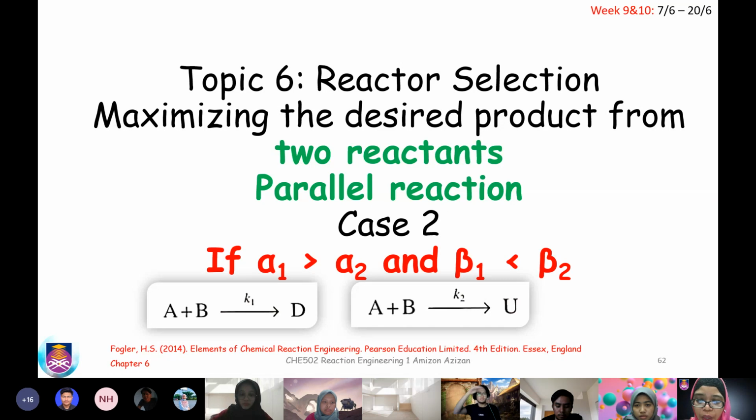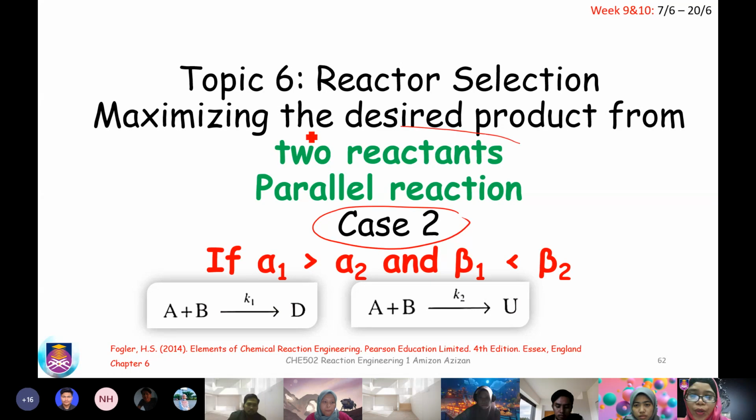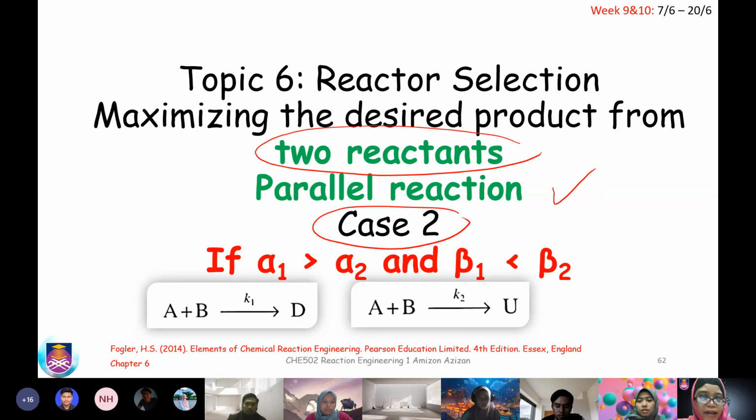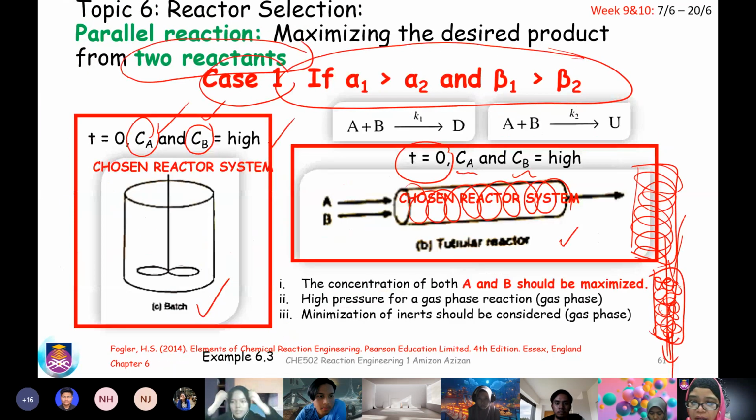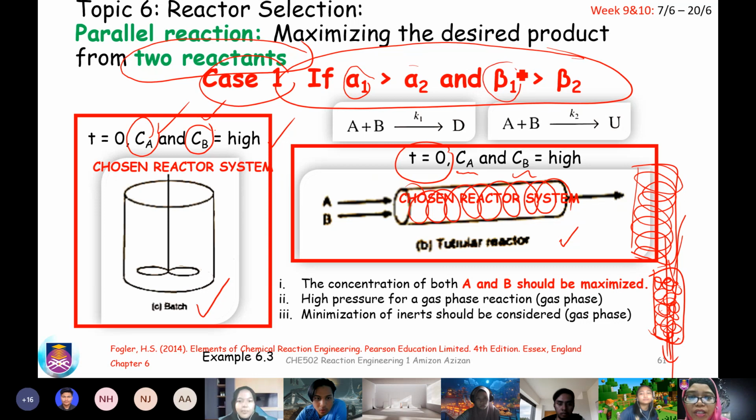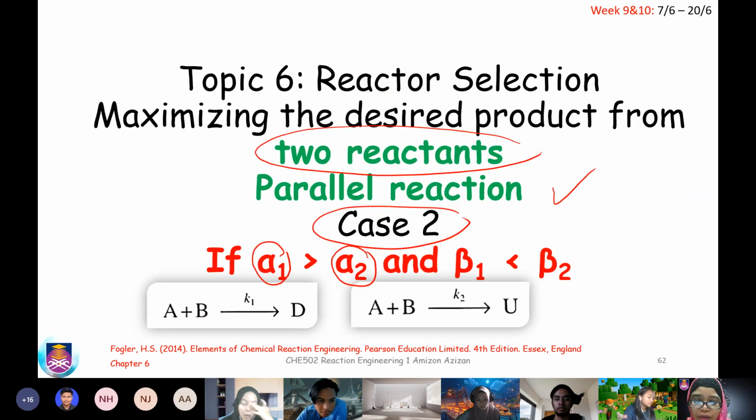I'm going to proceed with case number 2 for the parallel reaction having the two reactants. Now, in case number 2, alpha 1 is greater than alpha 2. Let us go back to case number 1. In case number 1, alpha 1 is also greater than alpha 2, and beta 1 is also greater than beta 2. But for case number 2, beta 1 is lesser than beta 2.